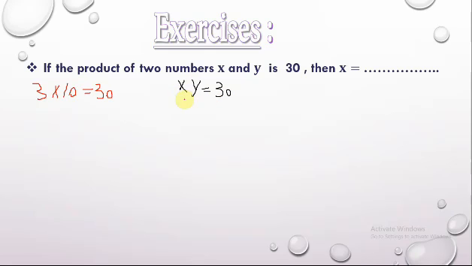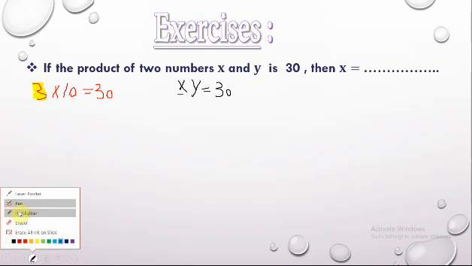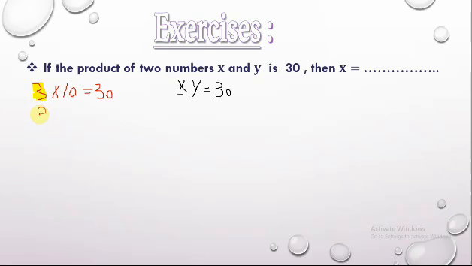He needs x. Maybe the 3. We are just pretending. How to get this one? If we have a space here, what multiplied by 10 will give me 30? How to find it? By just dividing 30 divided by 10 will equal 3. So 30 divided by y equals x. So x equals 30 divided by y.